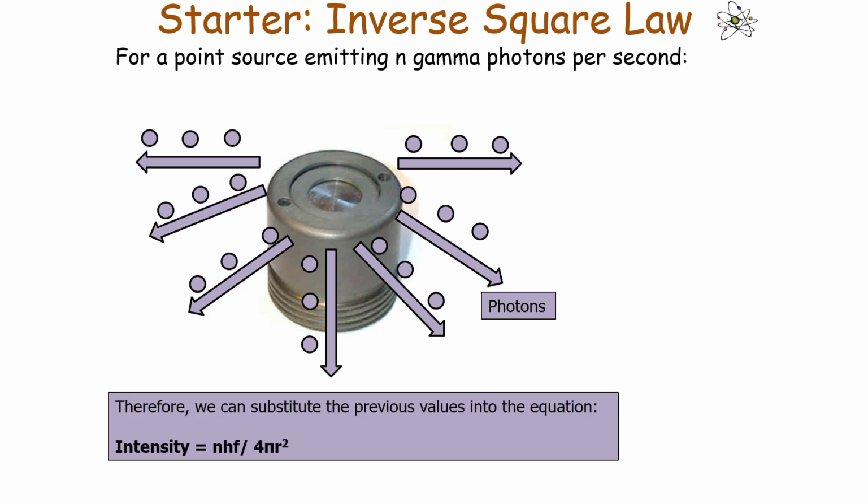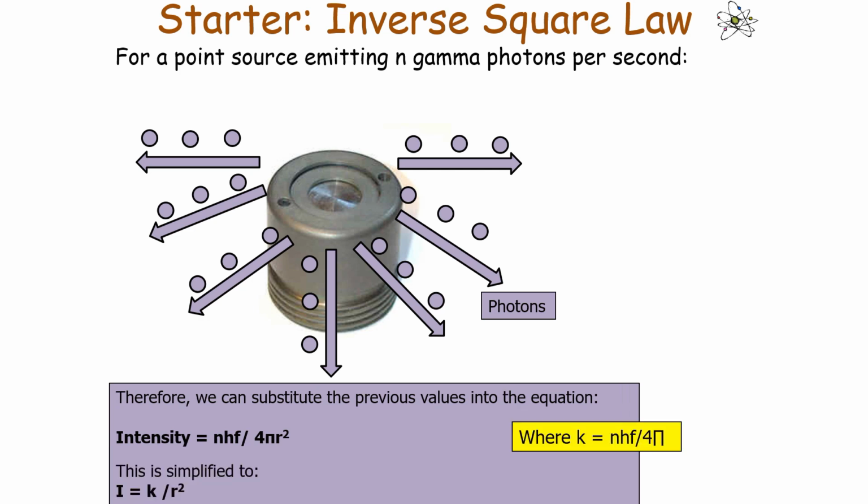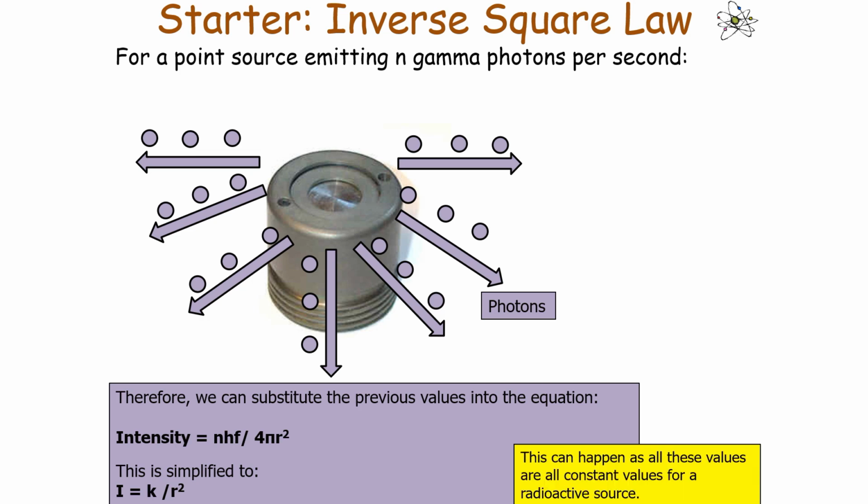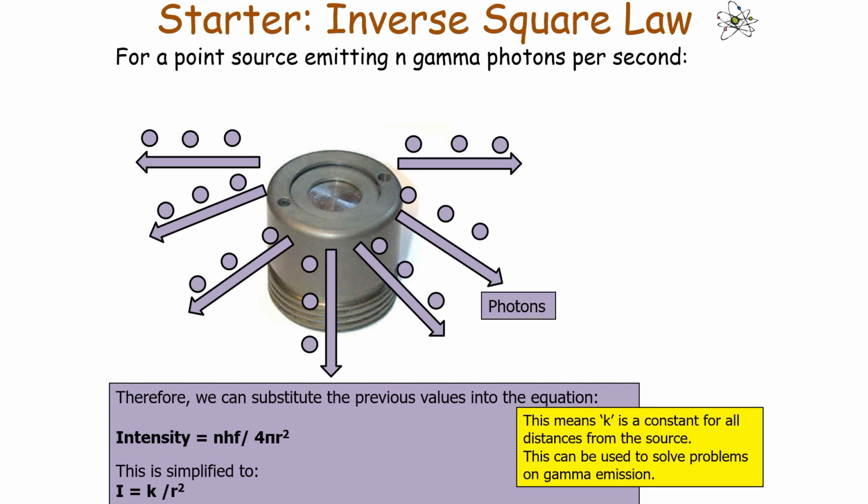So we can say intensity is equal to nhf, the energy emitted per second, divided by the surface area, 4 pi r squared. So now we can simplify this to I equals k over r squared, where k is equal to nhf over 4 pi. This can happen because n, h, f, 4 and pi in this situation are all constant values for the same radioactive source. So this means that k is a constant for all distances from the source. So this means that it can be used to solve problems on gamma emission.